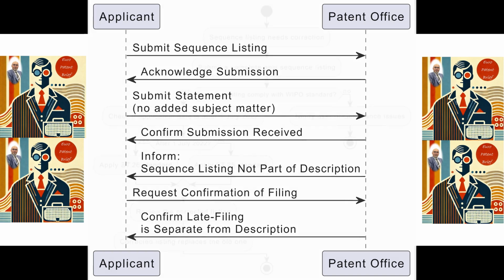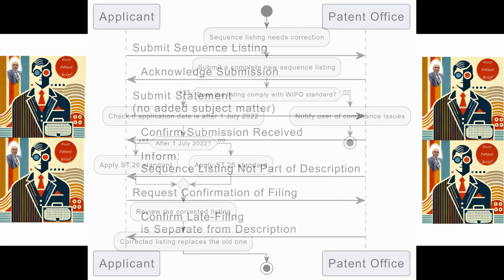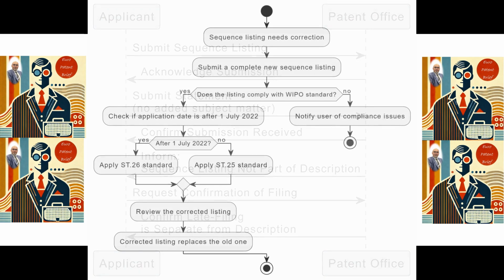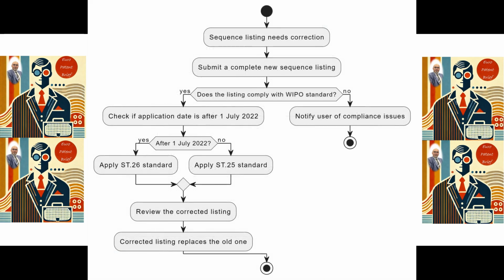Let's talk about what happens when a sequence listing is filed or corrected after the filing date. When this happens, the applicant must submit a statement confirming that the updated listing does not contain matter that goes beyond the content of the application as filed. This is critical. The sequence listing filed later will not be considered part of the description, and therefore, it won't be published with the European patent application. Let's pause and breathe. This distinction is important. Late-filed sequence listings are not part of the description.